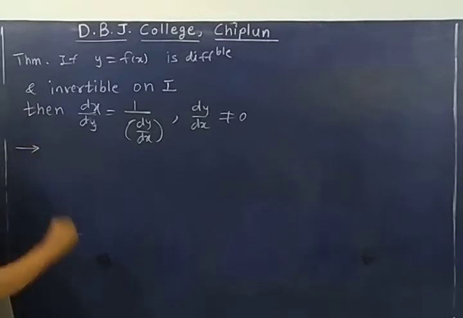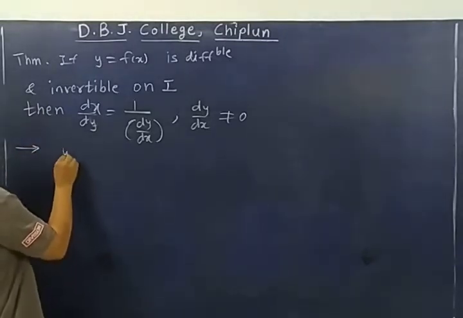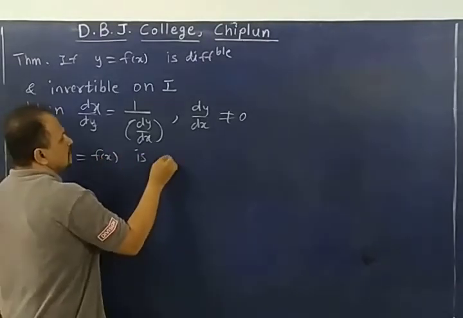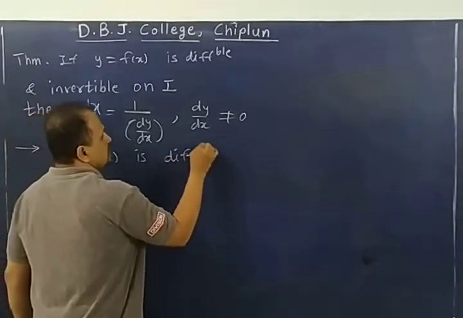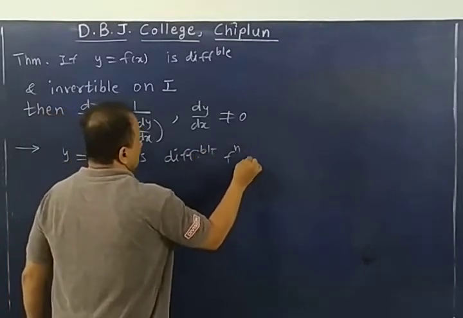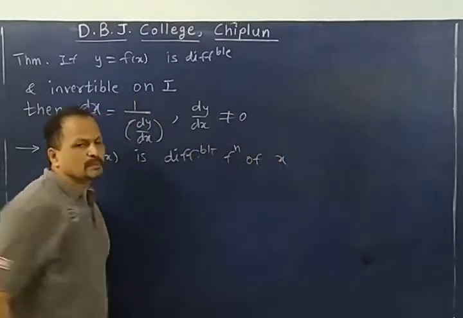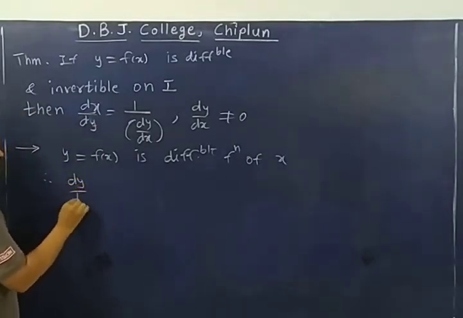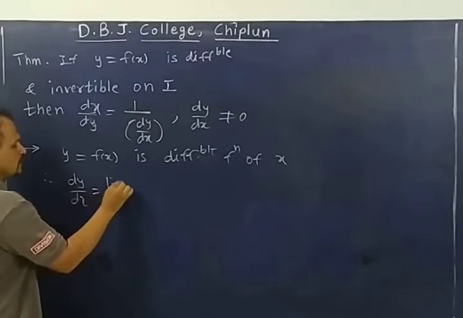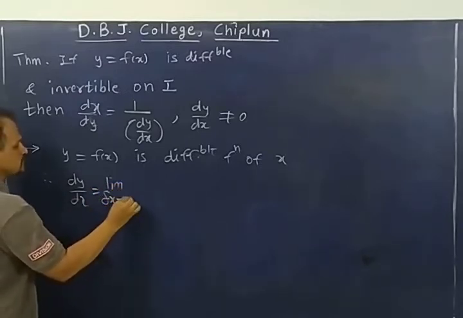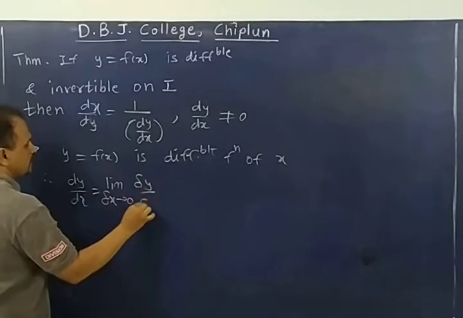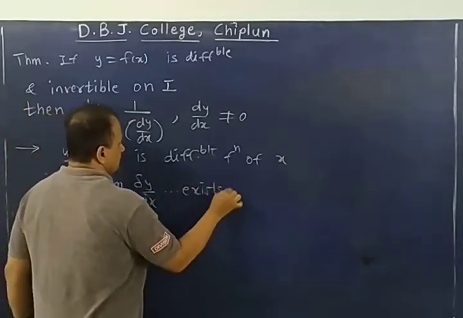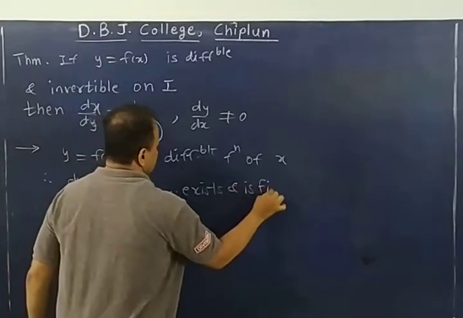Proof: y equal to f(x) is a differentiable function of x. Therefore, dy by dx is equal to limit delta x tending to 0, delta y by delta x, exists and is finite.